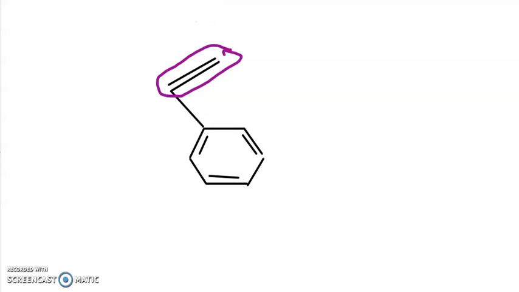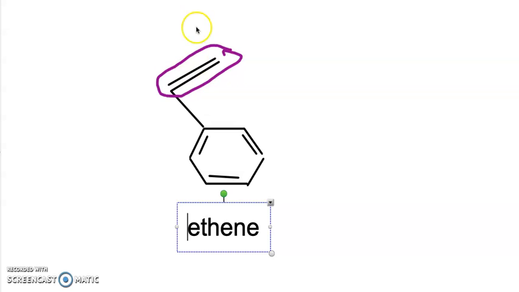So my root in this case, because I only have 2 carbons, is eth. My suffix, because I have a double bond, is ene. Okay, again, I don't need to put a 1 in there because there's only 2 carbons, so there's only one spot for the double bond to go, and that's smack dab between them.